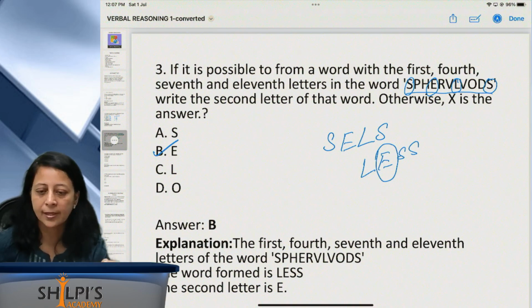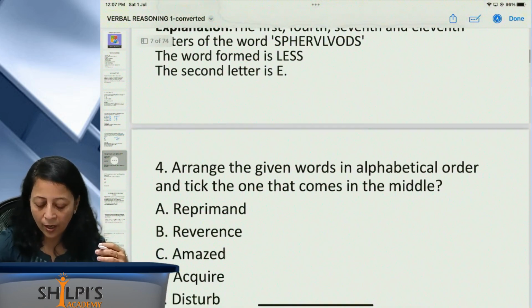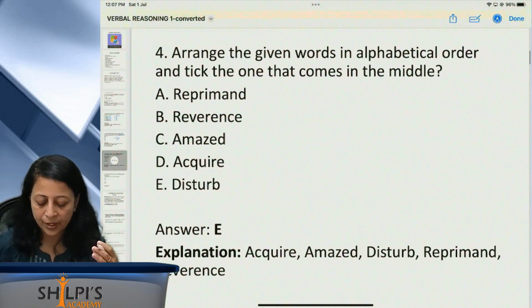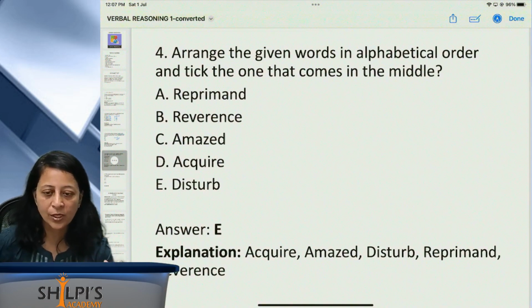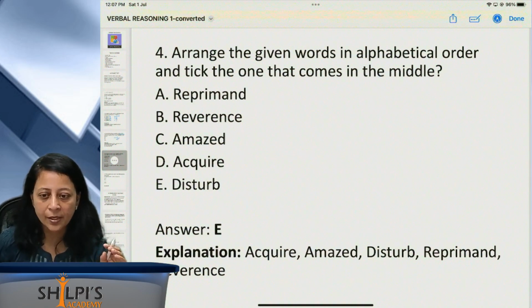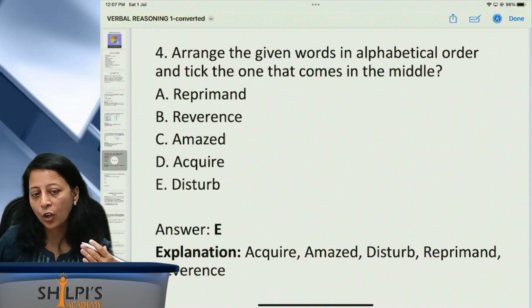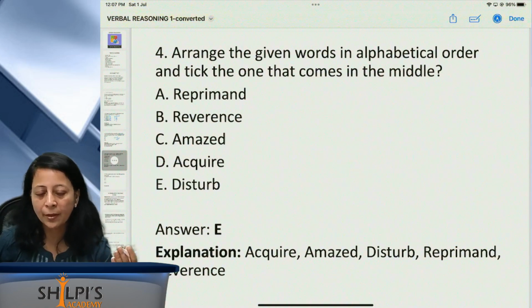Clear, students? So this is one more type of question. All these are different types of questions. This is almost similar to the one which we studied as the first or second question. Arrange the given words in alphabetical order and tick the one that comes in the middle. So you have to choose out of A, B, C, D and E. Arrange in alphabetical order and you have to choose the middle. So middle means the third one.